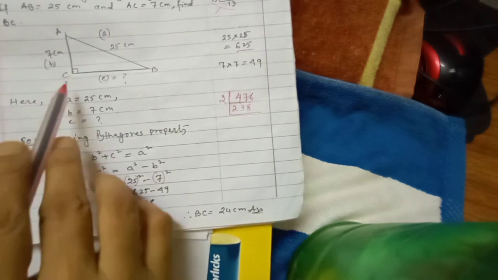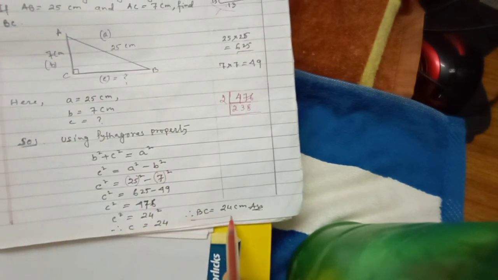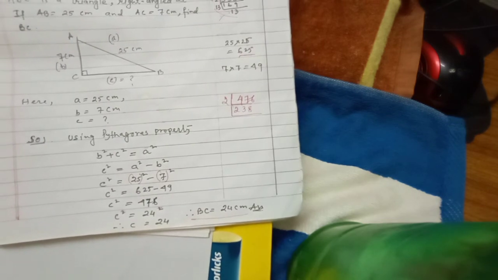So what is the length of BC? The length of BC is 24 centimeter.